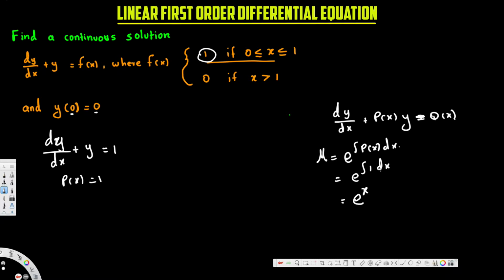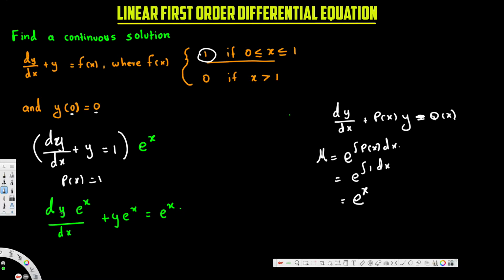Okay, don't worry about the constant, because we don't need it, because we are going to multiply both sides. The constant will cancel anyway. Okay, so we don't have to worry about the constant. So after we find out the integrating factor, we have to multiply both sides of the equation by the integrating factor, that is e power x. If we do that, this is going to become d of y e power x over dx plus y e power x is equal to e power x.